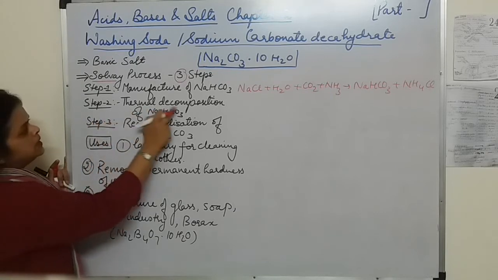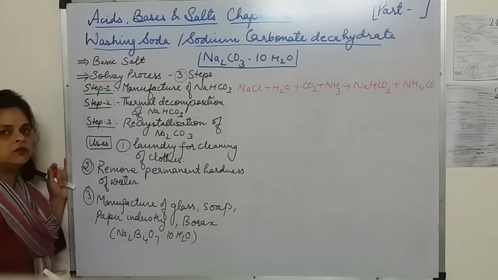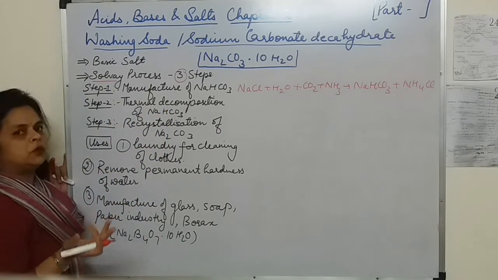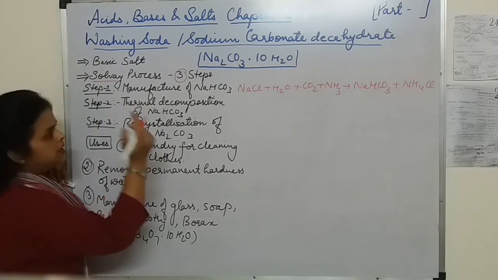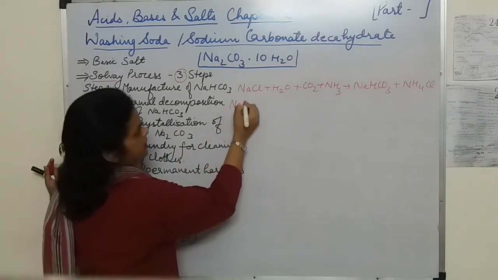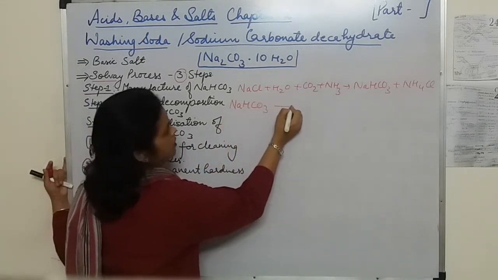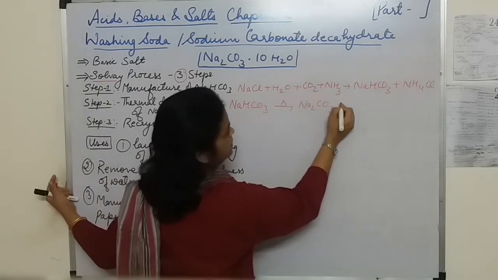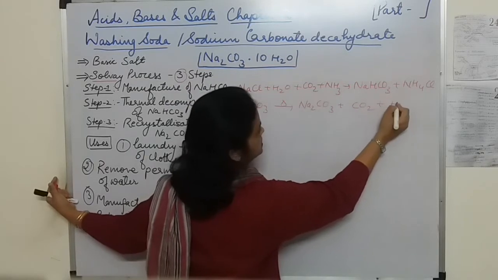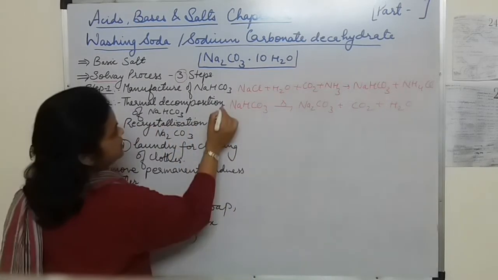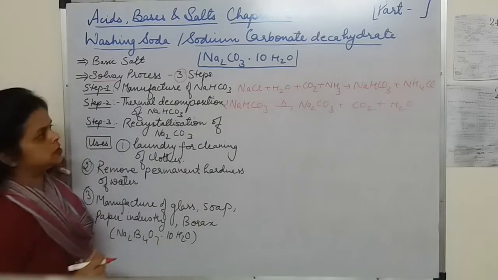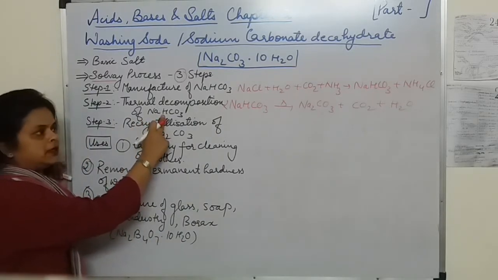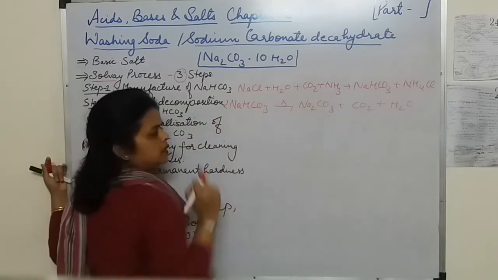Okay, so the first step of Solvay's process is manufacture of NaHCO3. Step 2, thermal decomposition of NaHCO3. Thermal decomposition means it decomposes to form 2 or more simpler substances on heating. So we are taking NaHCO3. On heating, it forms Na2CO3 plus CO2 plus H2O. Here we will write 2 for balancing the equation. So on thermal decomposition of sodium bicarbonate, we are getting sodium carbonate.